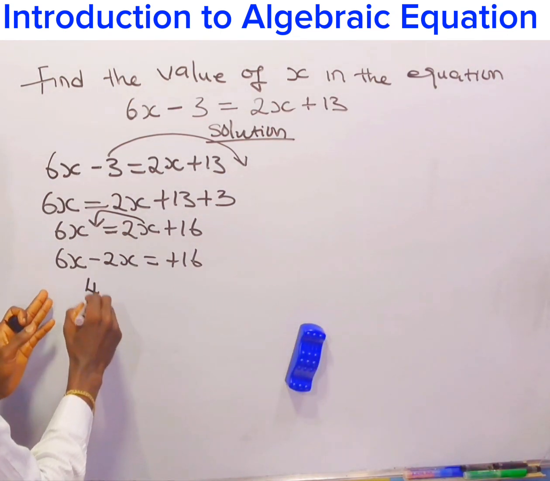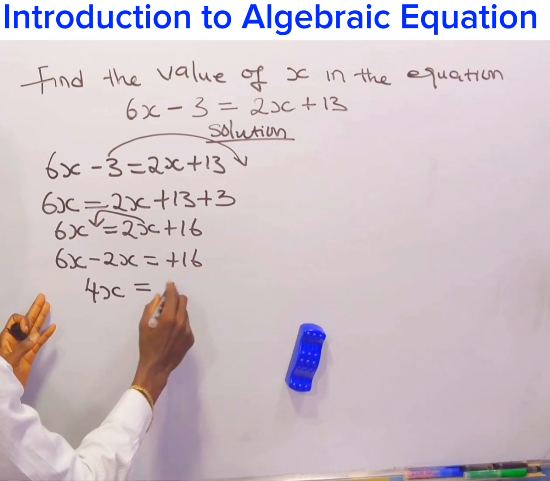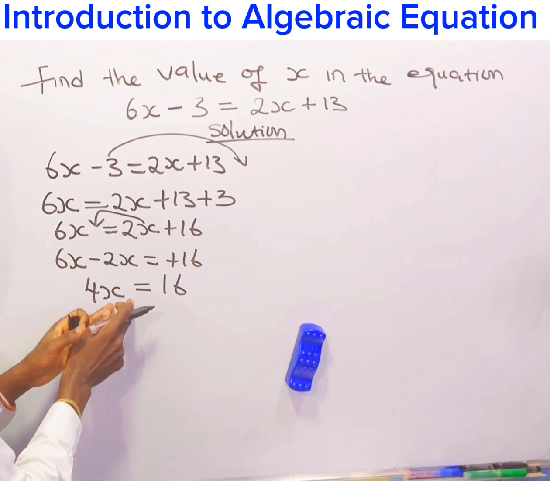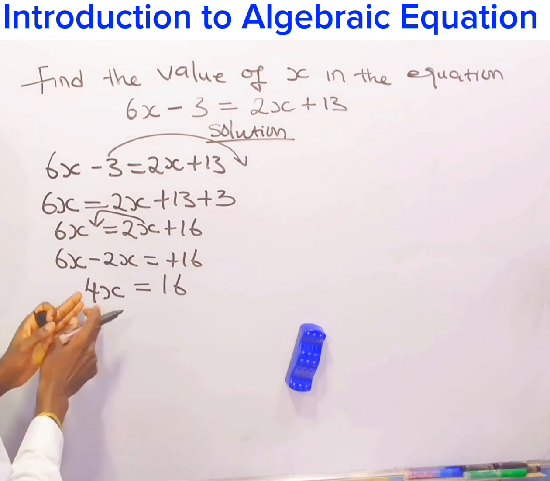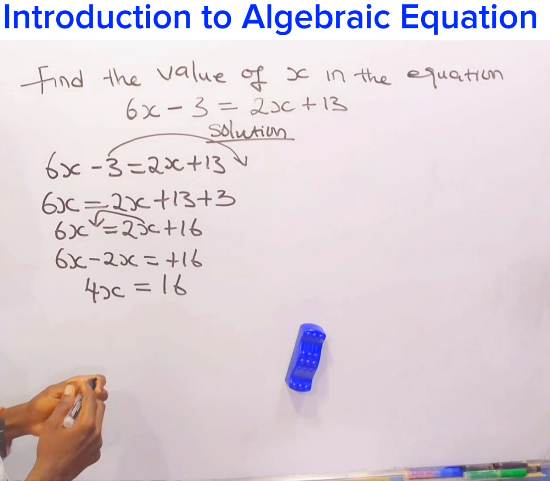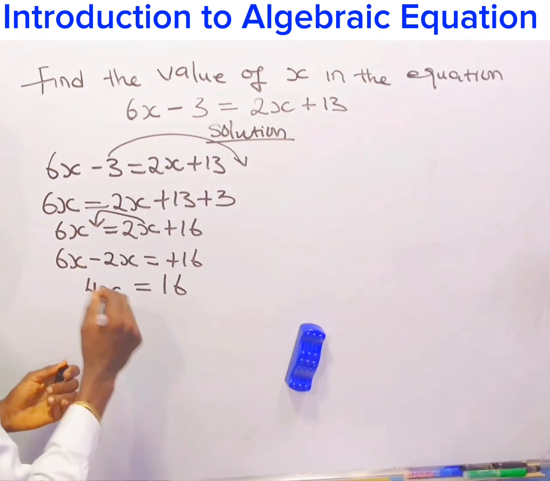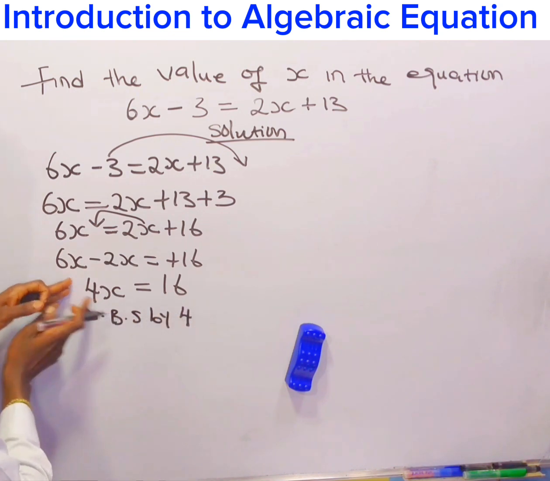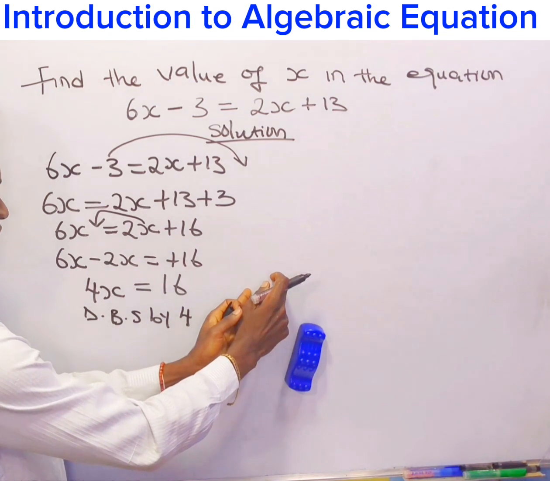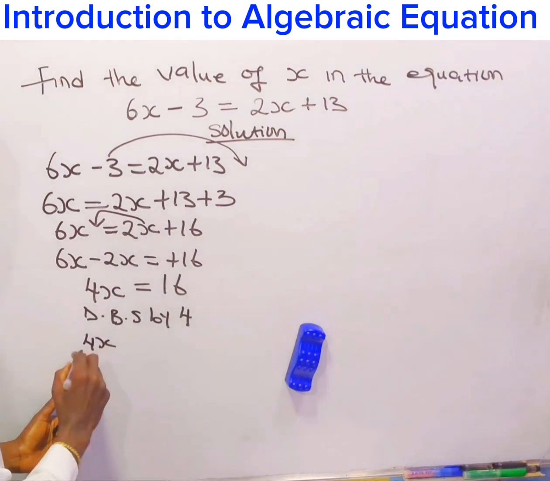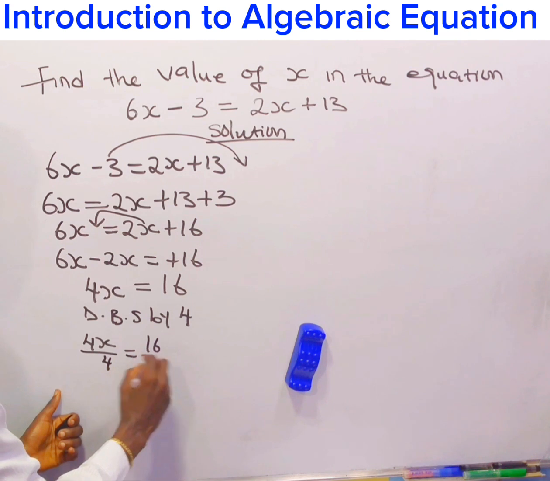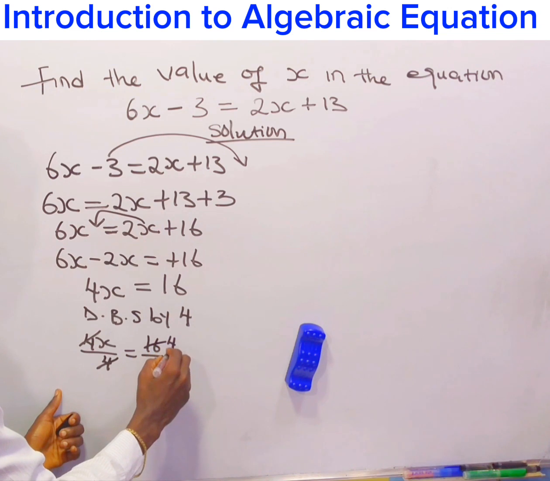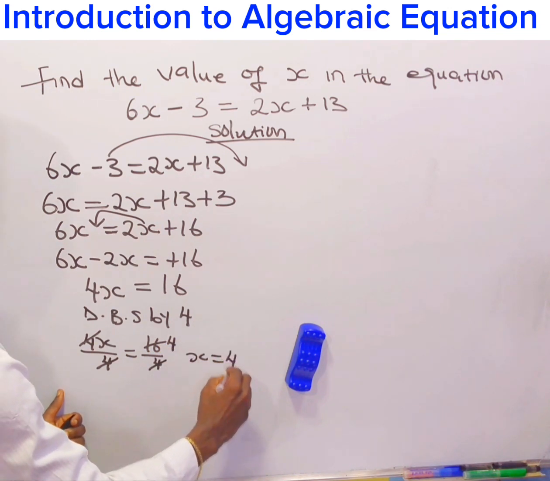6x minus 2x will give us 4x, equal to positive 16, which is the same thing as 16. Now also, we are looking for x, not 4x. So how do you remove 4 from x? We can remove the 4 from 4x in two ways. One, divide both sides by 4. Left hand side divided by 4, right hand side divided by 4. That gives us 4x over 4 equal to 16 over 4. 4 cancels 4. 16 divided by 4 is 4. So our x will be equal to 4.